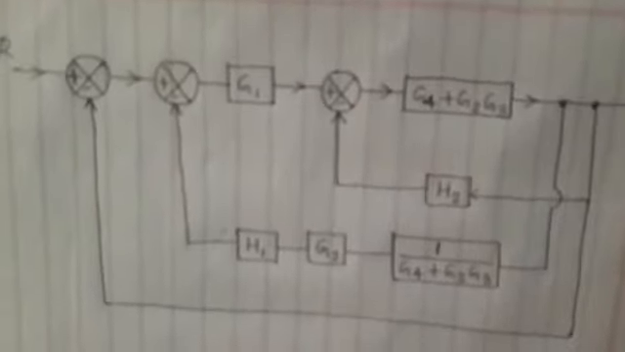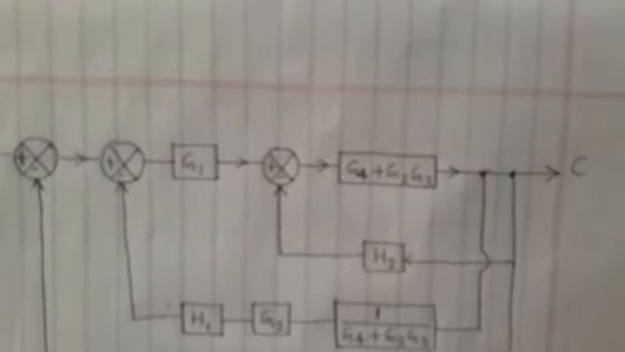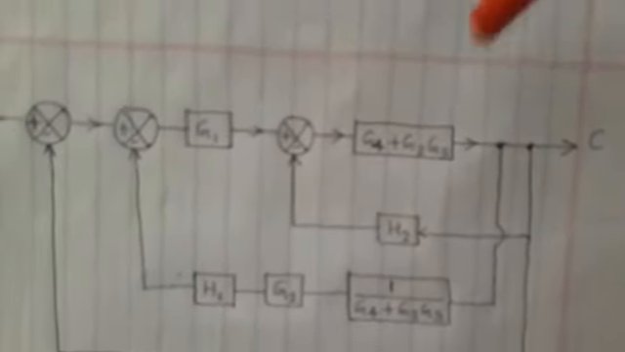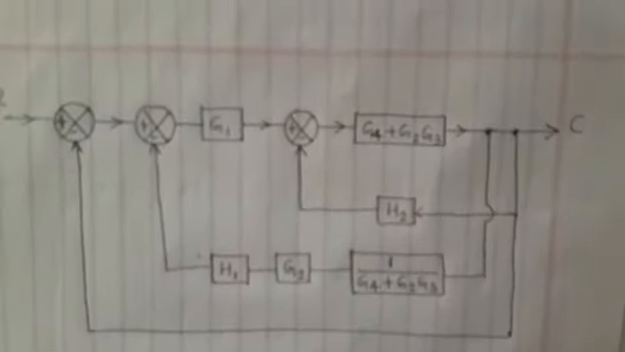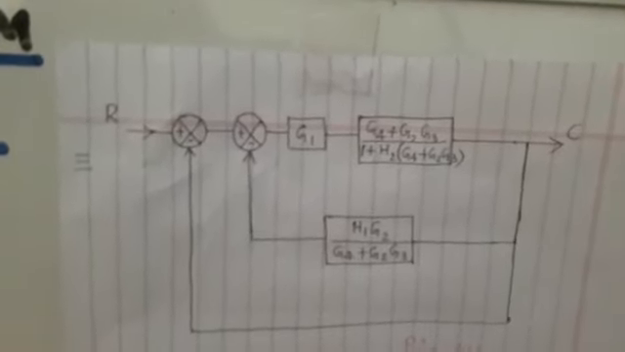Now you find in this figure 4 that this is a loop. This is a loop. And we know that whenever we have to reduce a loop, we get the formula G divided by 1 plus G into H. We will do the same thing and we will get a single block here as shown in figure 5. I hope this is clear.